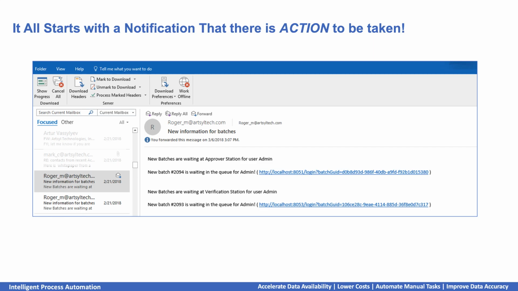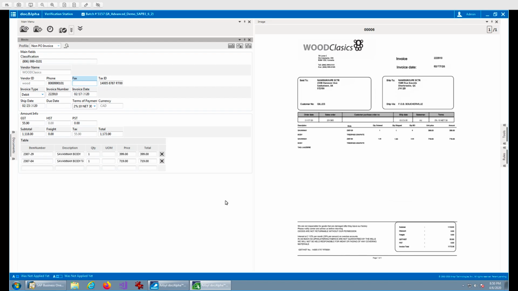When action needs to be taken, it all starts with a notification. The user clicks on the link and is taken to the verification station. This is the user interface for a verification client. This is the image of the invoice.